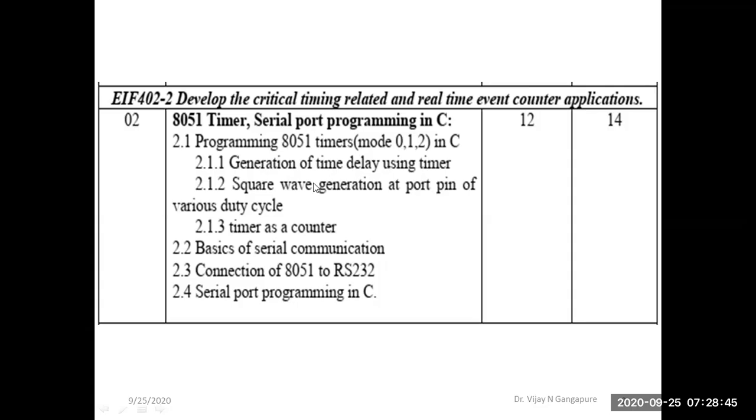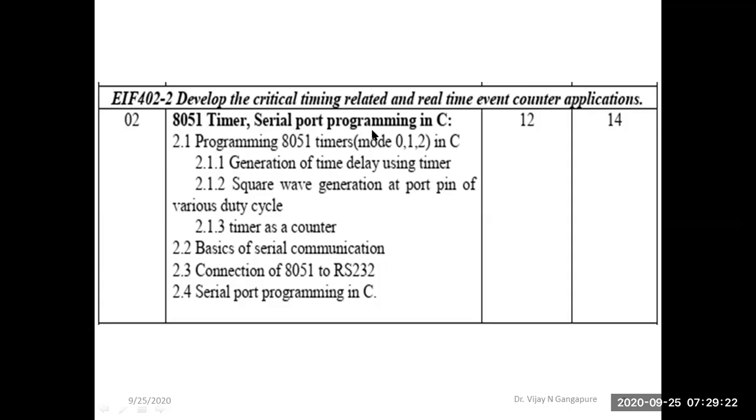Under that, you are first going to program these timers to generate time delay. Then you are going to use these timers to generate a square wave of a particular duration, that is time period, and of a particular duty cycle at a particular IO pin of the 8051. Then we are also going to use these timers as counters, that is, to count events that are happening outside the 8051. So this is the first part of the chapter, that is 8051 timers programming.